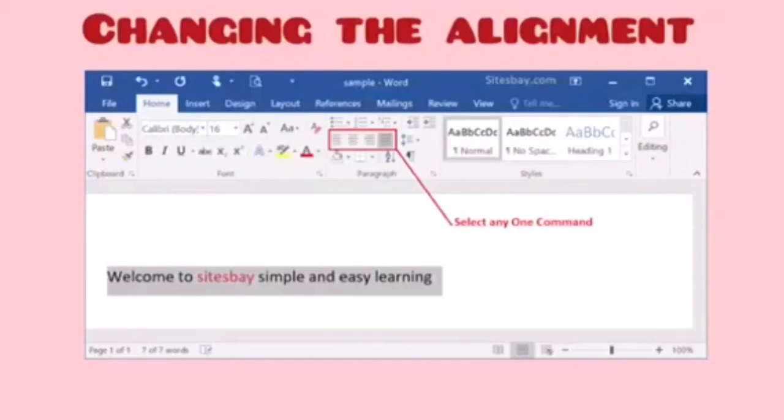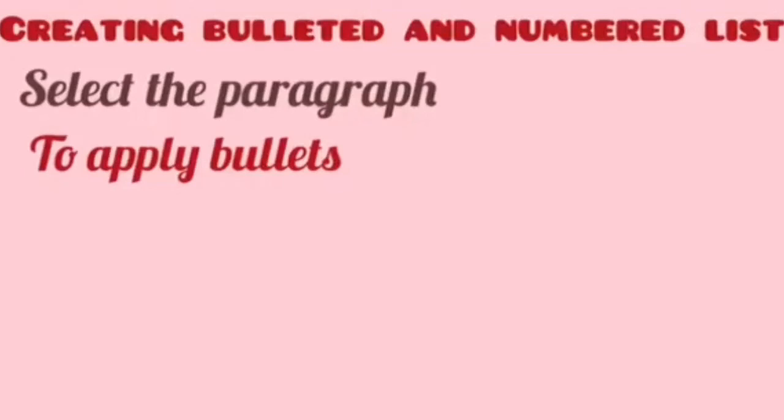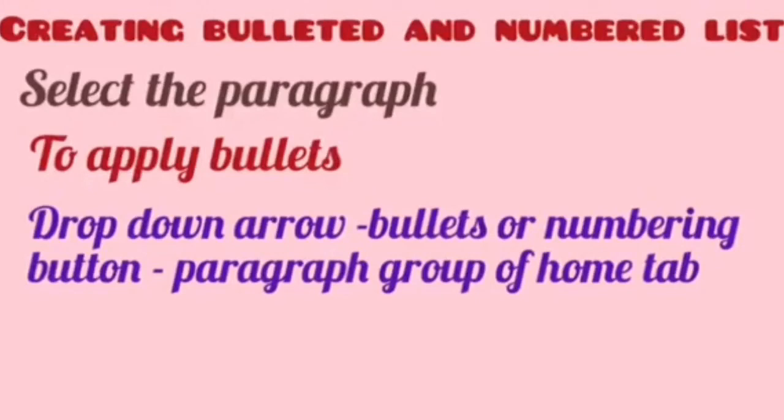You can see these four alignments here. First select the text or placeholder, then you can click on the home tab. You can see the four alignments, any one of which you can select, under the paragraph group of the home tab. Next is creating bulleted and numbered lists. For that, you have to select the entire paragraph where you want to apply the bullets or numbers. Then you have to click on the drop down arrow which is present near the bullets or numbering button, that is also present under the paragraph group of the home tab. All these things are similar to Word. Same way we are doing it in PowerPoint presentation also, only for the text.